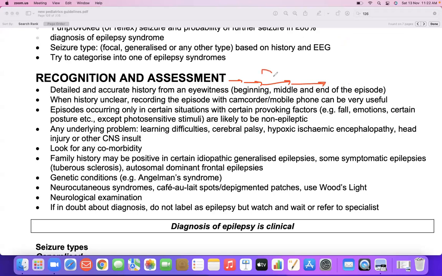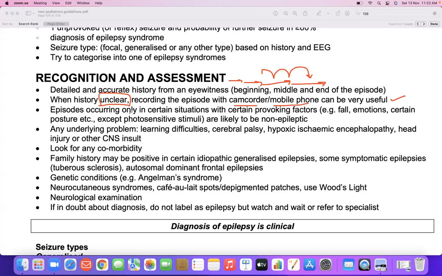So onset, progression, and also the duration, how long did it last, which we usually do in all: onset, duration, and progression. Then when the history is unclear, and you are not happy with it, you will advise them to record the episode on a mobile phone; a camcorder can be very useful. So when they come to the visit, they can show you.